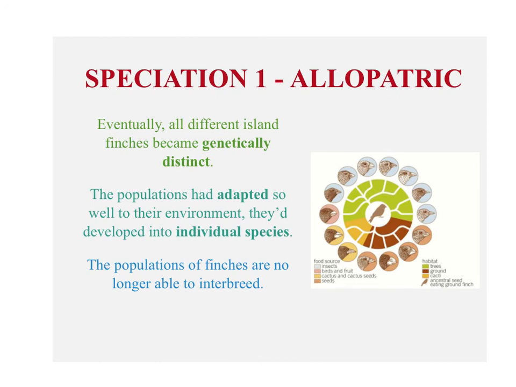Over time, though, these little changes in the beaks started to become genetic distinctions. The populations had started to adapt to their environment so well that they'd become speciated, or they'd developed into individual species. And therefore, key thing, summary sentence on every question about speciation, the populations were no longer able to interbreed. That is key. So a bit like when we do the chi-squared test, you have to always start with your null hypothesis. With speciation questions, you always need to finish by saying that the populations are no longer able to interbreed.